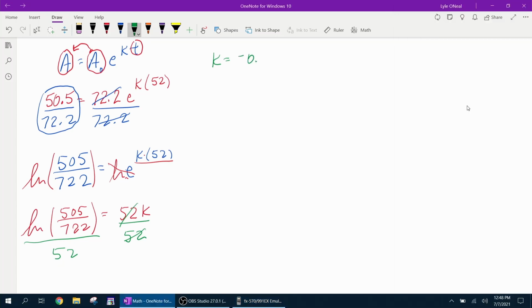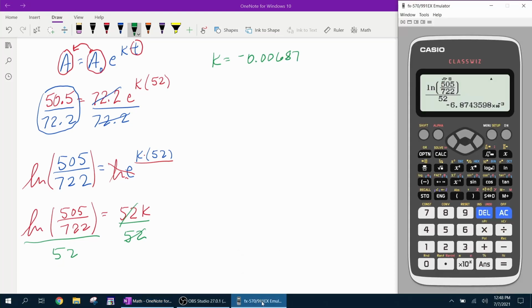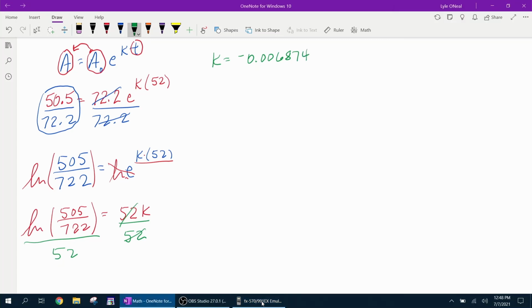Negative 0.00687, rounded to 5 decimal places. If you wanted to go one more decimal place, you could. I think I will, just to be consistent with what I did in the previous example. We're going to go to 6 decimal places. Of course, you would want to round to whatever decimal place the instructions specify, if it specifies.